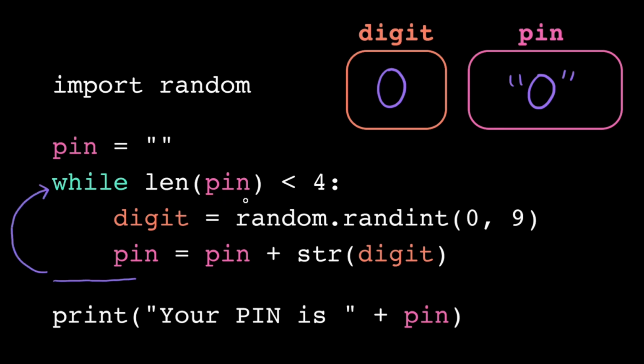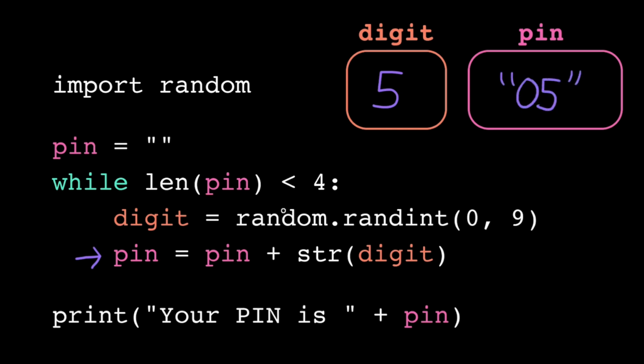We substitute in the value of pin, which is now the string "0". We take the length, which is 1. 1 is less than 4, so the loop condition still evaluates to true. That means we're executing the loop body again for a second iteration. We generate a new random number, let's say 5 this time, assign that to digit, and then we update our loop variable pin. Pin currently contains the value "0", and then we concatenate on the string "5" to get "05". We store that back in pin, and now we're at the bottom of the loop again.